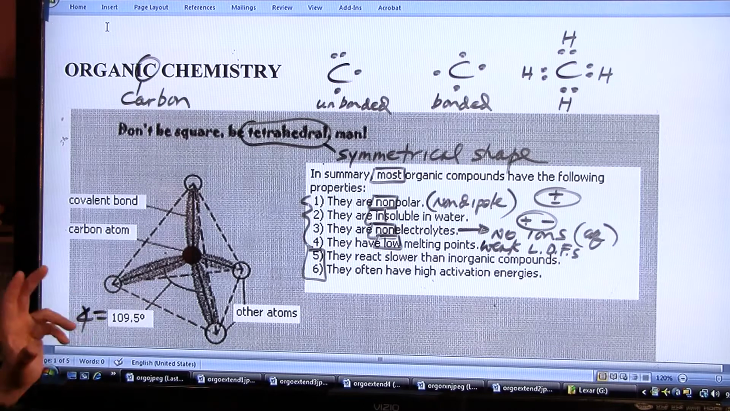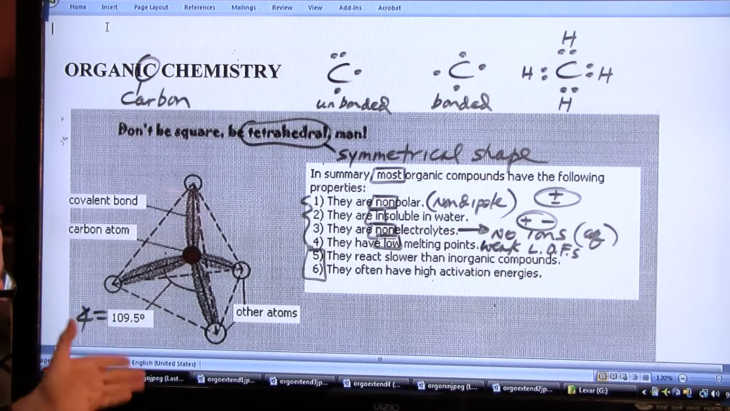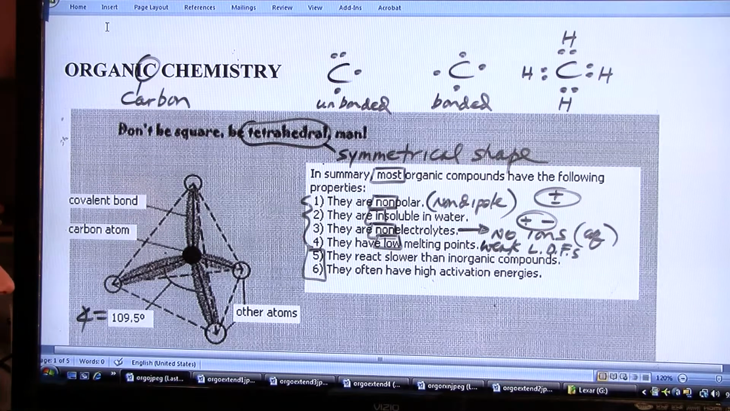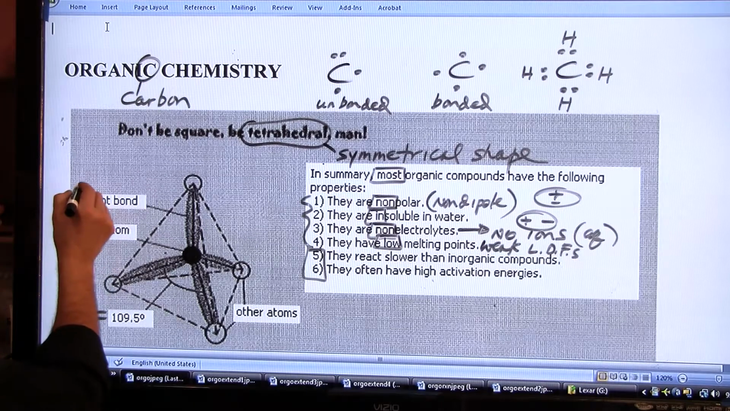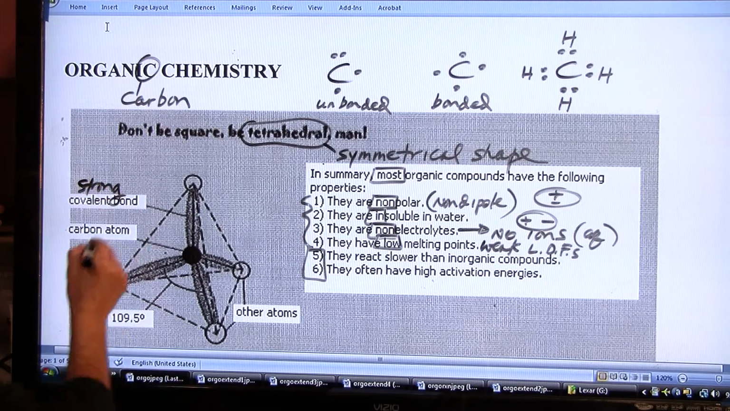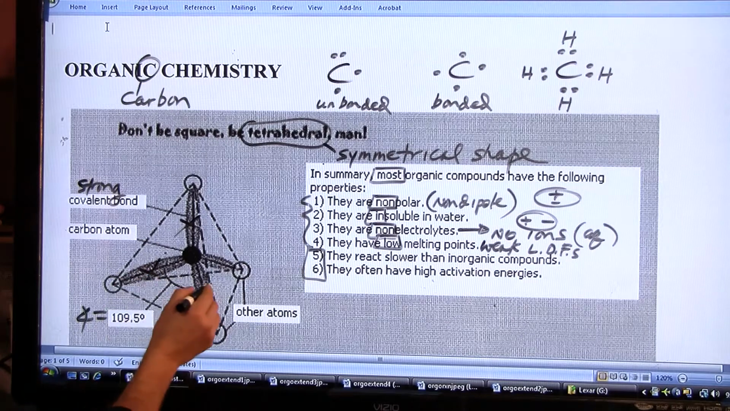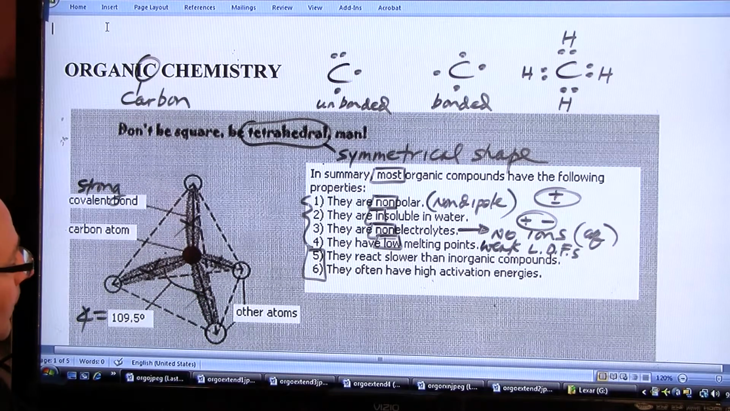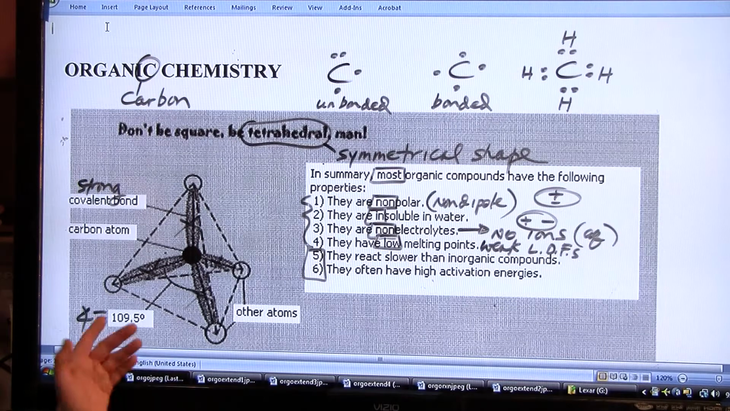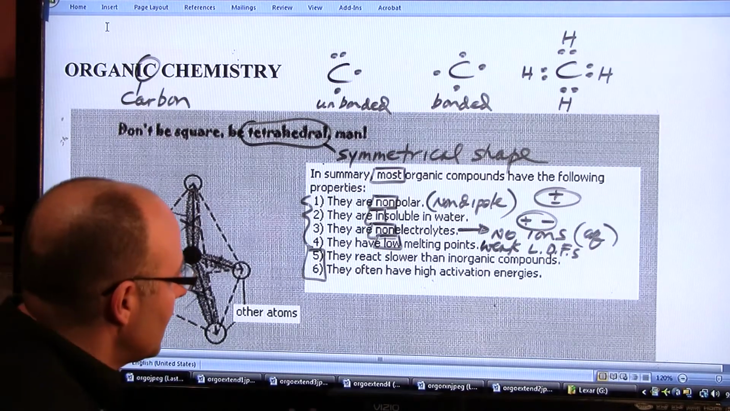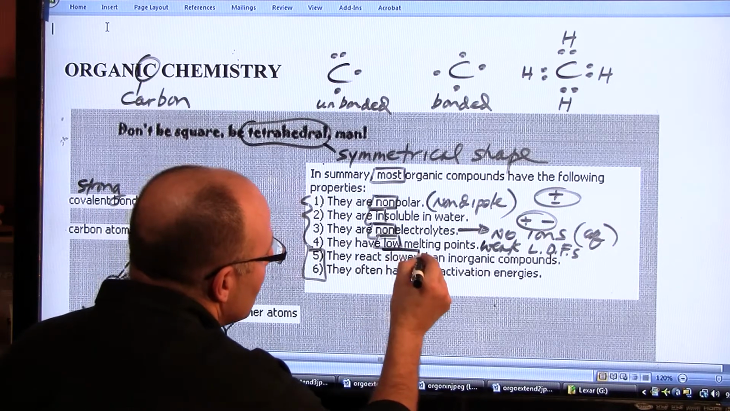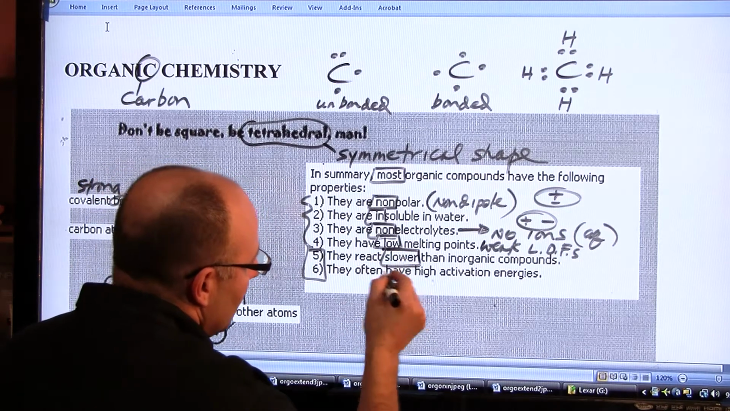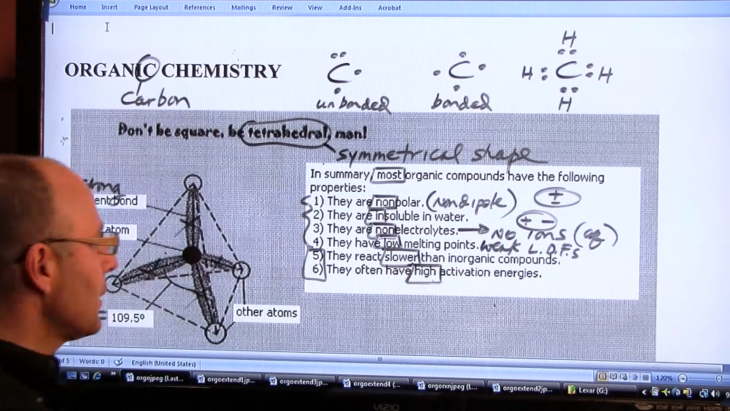All right, and so the point is that since in a chemical reaction, bonds have to be broken, and then atoms rearrange and new bonds are formed, since these covalent bonds are strong, it's going to take a lot of energy to break those bonds initially. So these reactions typically will have high activation energies, higher than that of inorganic compounds, and because of that, they'll react slower than inorganic compounds. So that's the last 2 points here. They react slower than inorganic compounds, and it's because they have high activation energies.